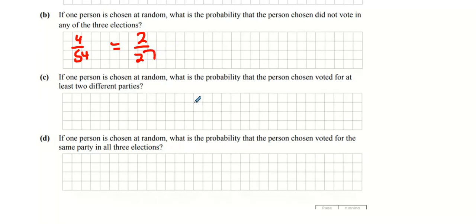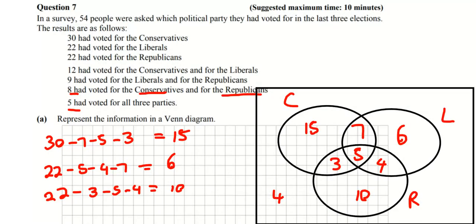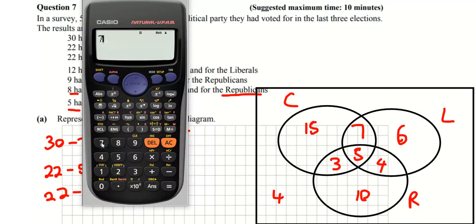If one person is chosen at random, what's the probability that the person chosen voted for at least 2 different parties? At least 2 different parties means adding 7, 3, 5 and 4, all these numbers here, because 7 is people who voted for 2 of them, 5 is people who voted for 3 of them, 3 is people who voted for Conservatives and Republicans, and 4 is people who voted for Liberals and Republicans.